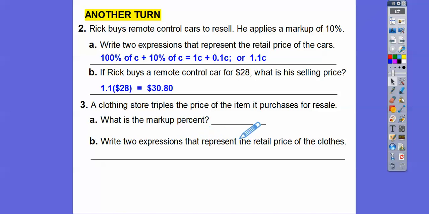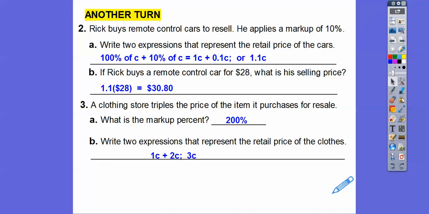So it's going to be 100% of the original, and we're going to tack on 200%. This is where we get 300%. This 3 represents 300%. So what's the markup price? The markup price is this 200% right there. Okay, so remember, 100% plus 200% will give us the 300%.